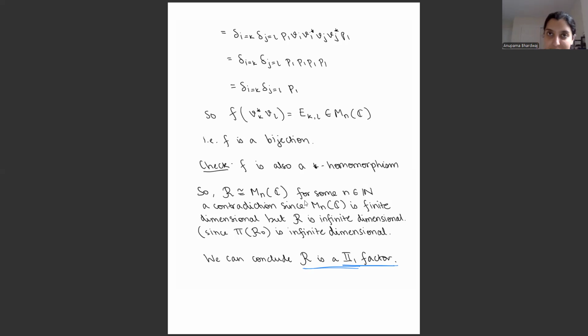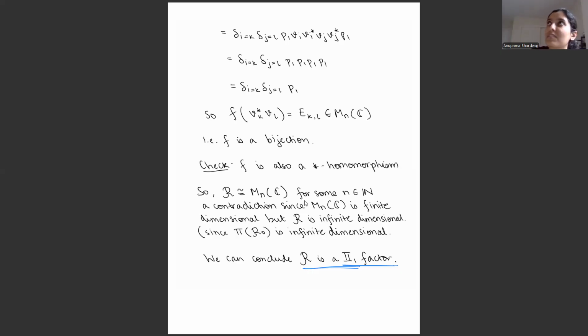And from that, you can conclude that R is in fact a II_1 factor. So yeah, just proof by contradiction is what gives us that R is a II_1 factor. And I think that's about all I wanted to say for this.